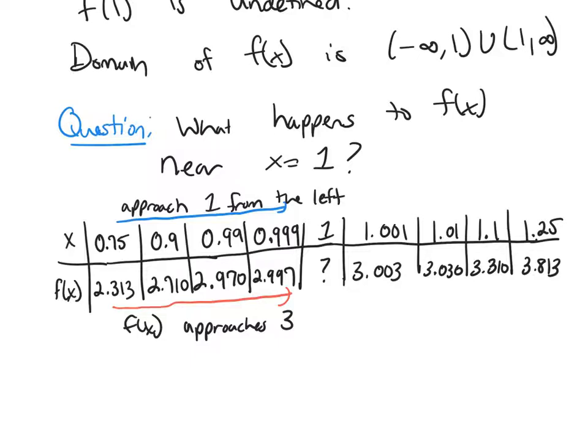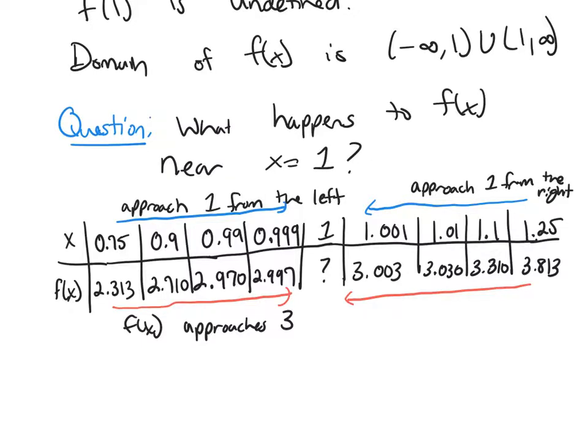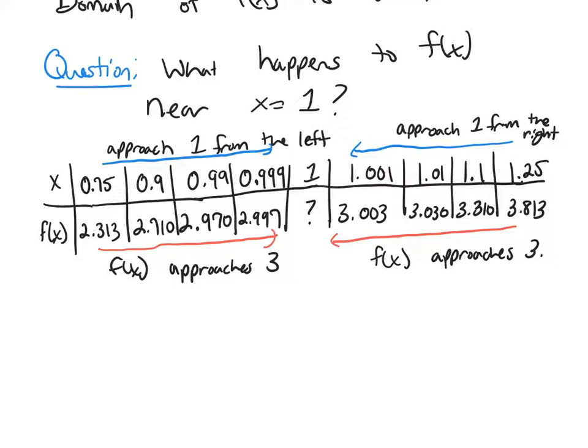And now let's look on the other side. If I look at numbers a little bit bigger than 1 and I decrease down towards 1, what's happening to my y values? 3.8, 3.3, 3.0. It looks like they're getting closer to 3. So as I approach 1 from the right, f of x approaches 3. So it looks like near 1, my function is close to 3.